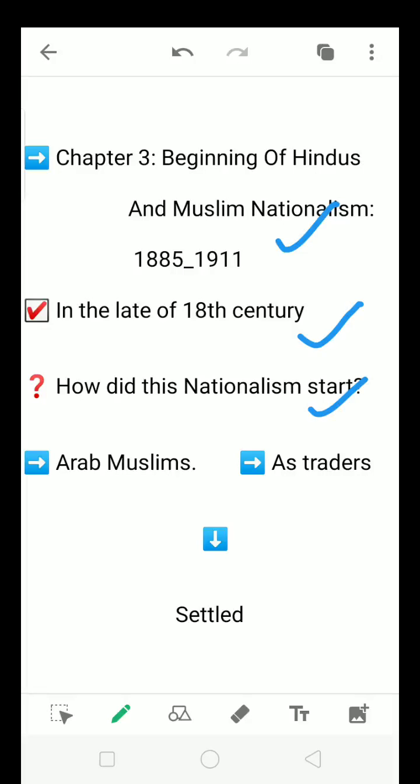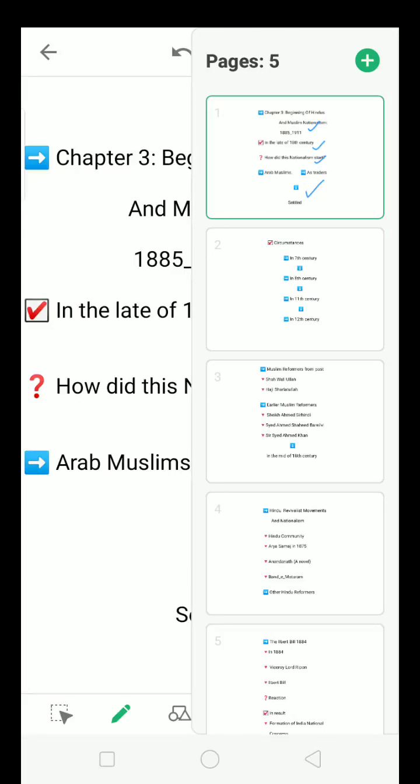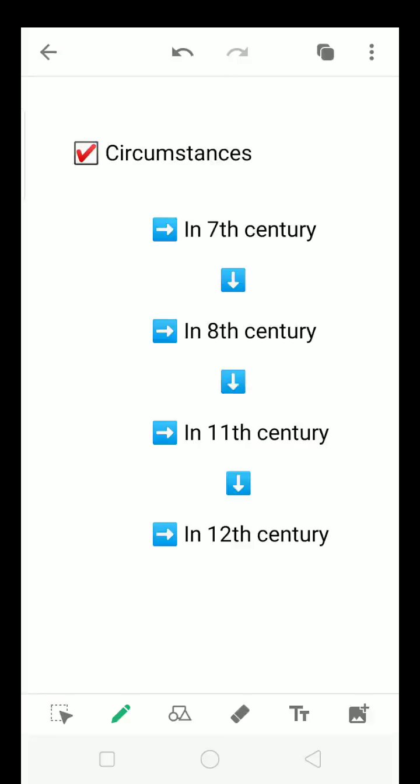Muslims became a body of people who could be classified as a nation in India in the late 18th century. After that, Arab Muslims had arrived as traders and settled on the eastern Malabar coast and were known as the Moplahs in the 7th century.